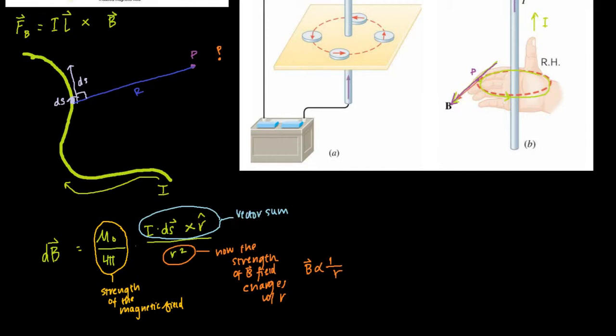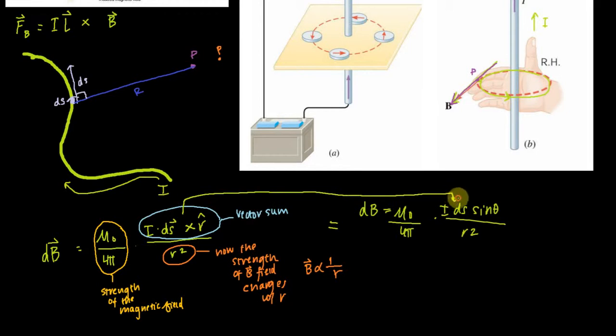Now, we can rewrite this. If we don't want to always be doing the cross product, we can rewrite this as dB equals mu naught over 4 pi, so that's the same thing, times I ds sine theta over r squared. Now, you'll notice that this part is the only part that's different, and all that comes from the definition of the cross product.